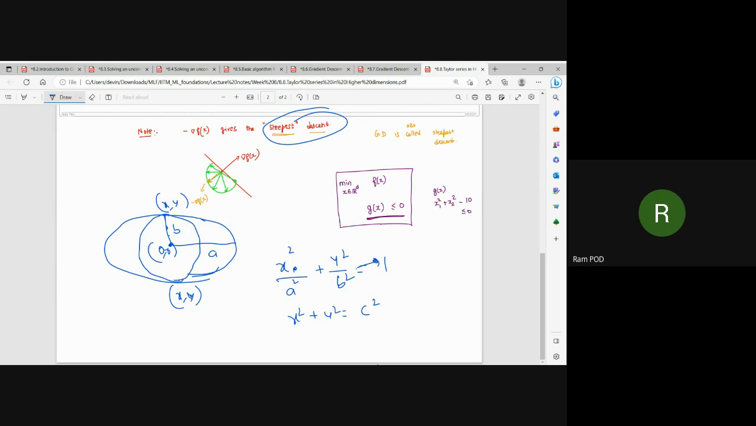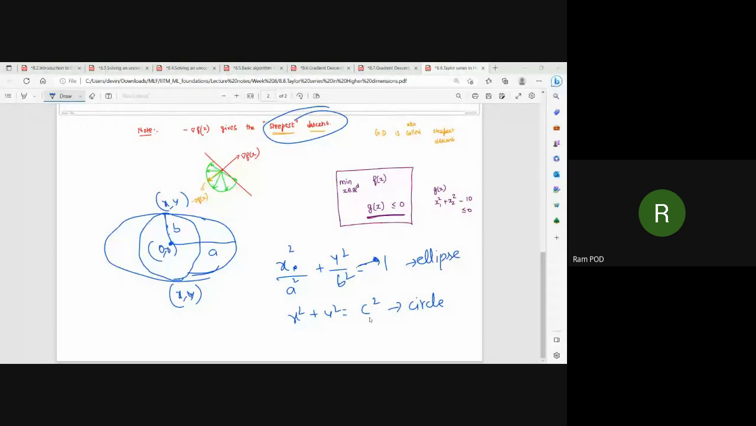Okay? Clear? So x square plus y square equal to c square is the equation for a circle. This is for ellipse. That c squared is the radius, sir? Yeah, c square is the radius of the circle. That is r squared.